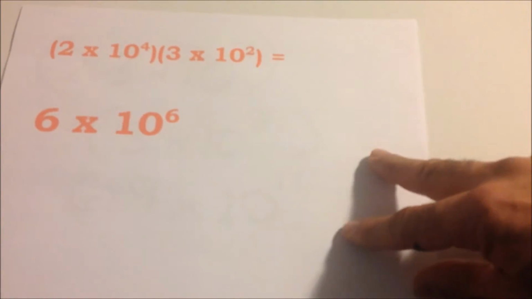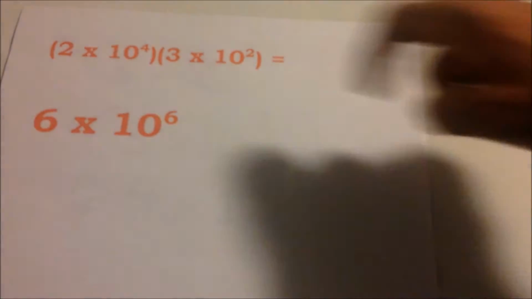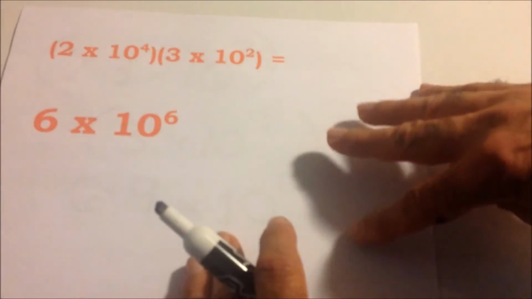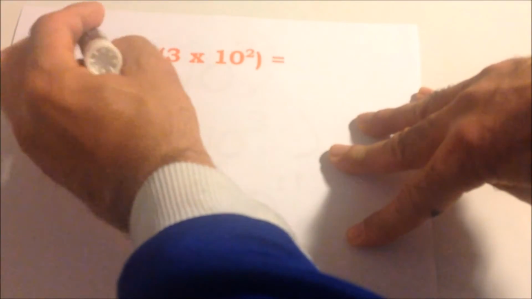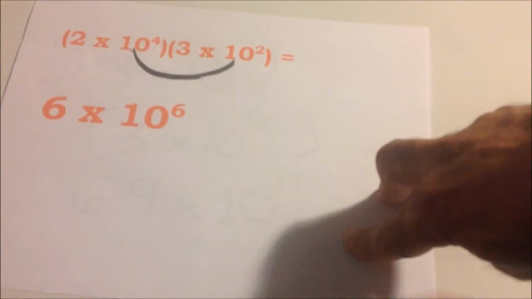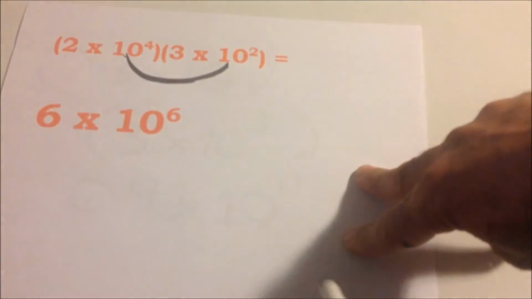Let's try this one now. Here we have 2 times 10 to the fourth power multiplied by 3 times 10 to the second power. We don't have to put the multiplication sign because two parentheses mean multiplication. So again, with scientific notation, they both have a 10. They both have the same base. So all we do is add the exponents. So we know it's going to be 10 to the sixth, and 2 times 3 is 6.